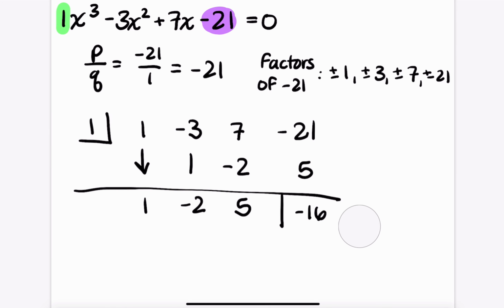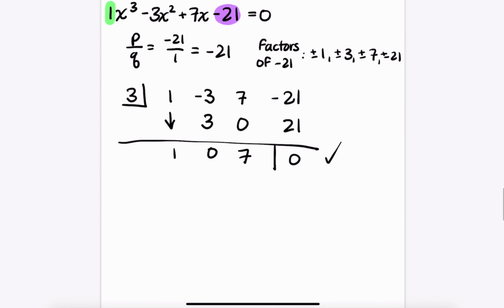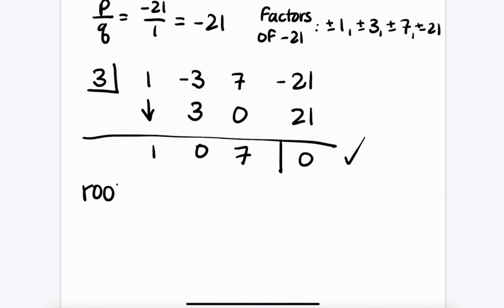So now we have to try another factor of negative 21 to see if we get 0 as a remainder. Let's try 3. Bring the 1 down. 3 times 1 is 3. Negative 3 plus 3 is 0. 3 times 0 is 0. 7 plus 0 is 7. 3 times 7 is 21. Now we have negative 21 plus 21, and that's 0. Remember, if you have 0 as a remainder, then this 3 is a root. So the roots so far are 3.